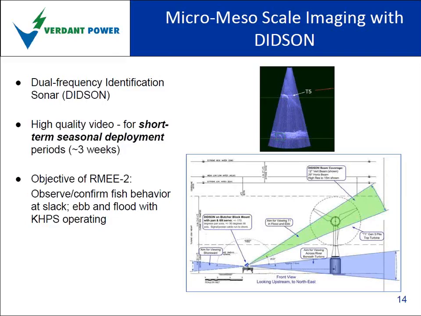And I'm going to move through these fairly quickly because, again, all of this is available on the RITE-project.com. The 3 key ones is Micro-Meso scale using the DIDSON imaging. Essentially, we're going to use a stationary DIDSON aimed at the turbine in a seasonal period of about 3 weeks, observing fish activity not only on the bottom, but 24/7 with the operating machine.